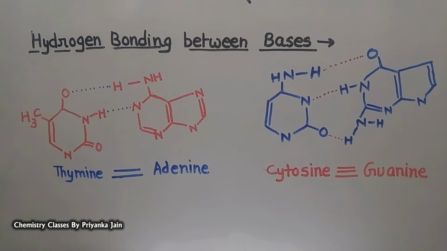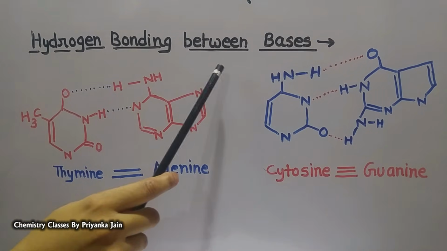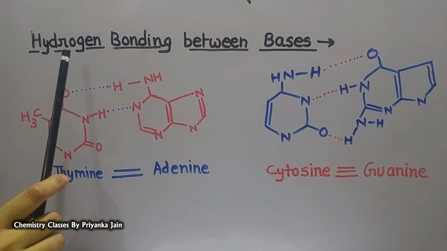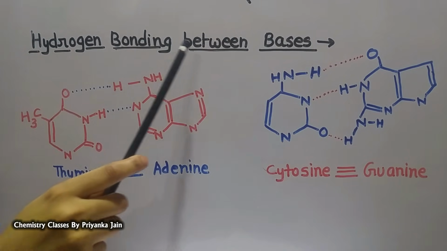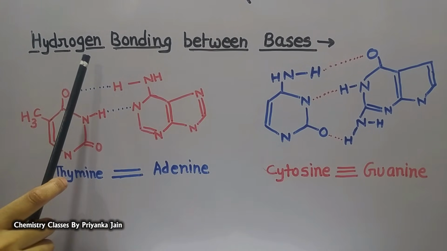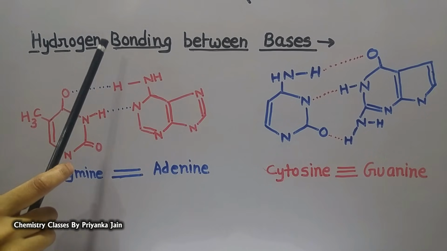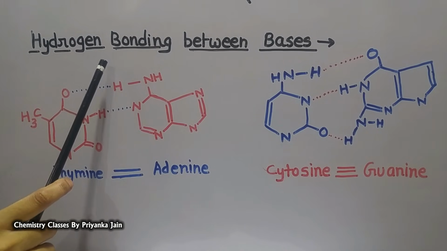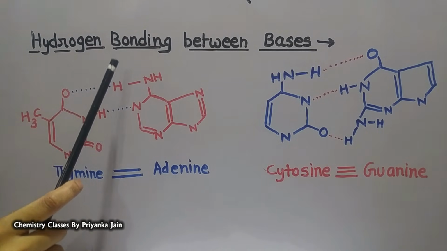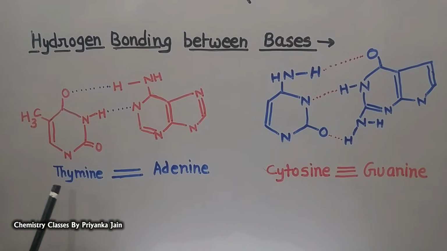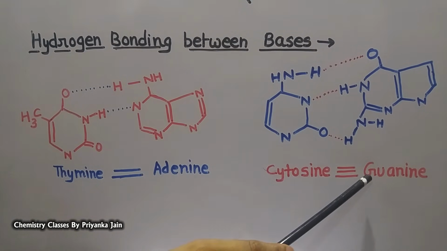Now, when we see the hydrogen bonding between the bases, there is a unique type of hydrogen bonding. It means a special base binds with a special other base. That is, the purine base binds with the pyrimidine base. It means thymine will make a hydrogen bond with adenine, and it makes two hydrogen bonds with the adenine, while the cytosine makes three hydrogen bonds with the guanine.